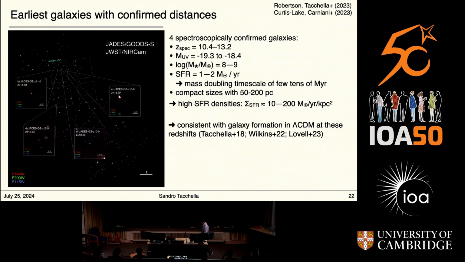And so when we do this, what we find for these systems now, fixing the redshift to the spectroscopically confirmed redshifts, is stellar masses of those galaxies of the order of about 10 to the 8, 10 to the 9, and their star formation rates are about 1 to 2 solar masses per year.